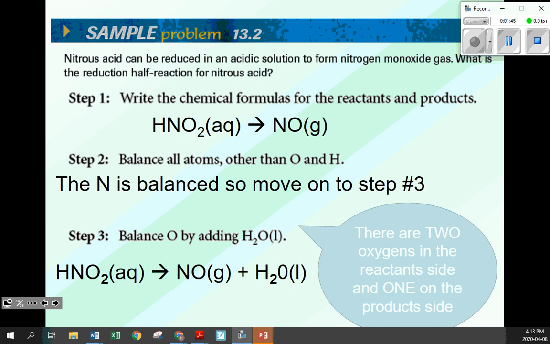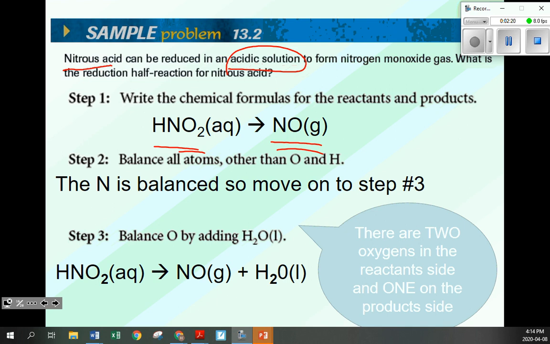Okay, let's take a look. Nitrous acid can be reduced in an acidic solution. So we're talking about a reduction half reaction, and it can be reduced in an acidic solution. This is telling us that it's happening in the acid, so of course we have to follow those 5 steps. So to form nitrogen monoxide gas. Awesome. So what we're going to do is write the chemical formulas for the reactants and the products. Here we have our acid, nitrous acid. And here we have our nitrogen monoxide gas.